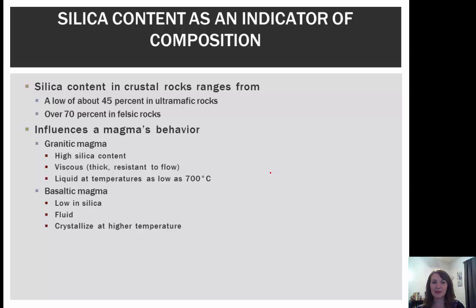Now, basaltic magmas are low in silica. They're much more fluidal, so they're less viscous, so it flows a lot like water. And it's going to crystallize at much higher temperatures than what our granitic magmas do.